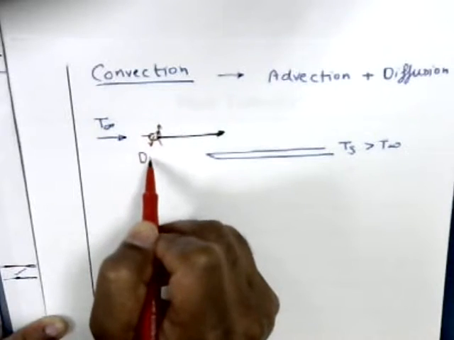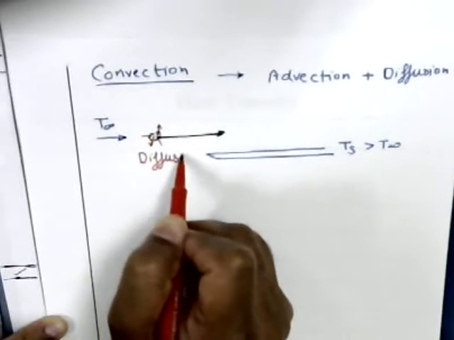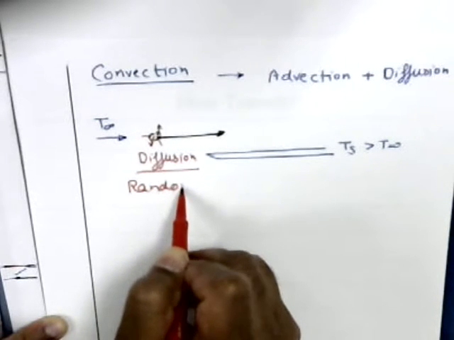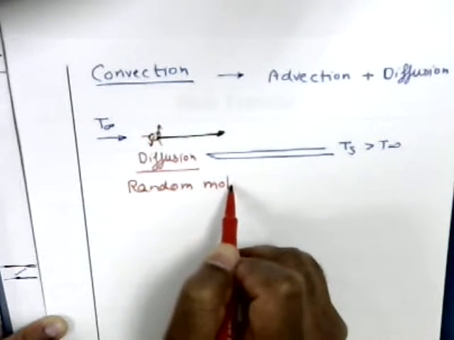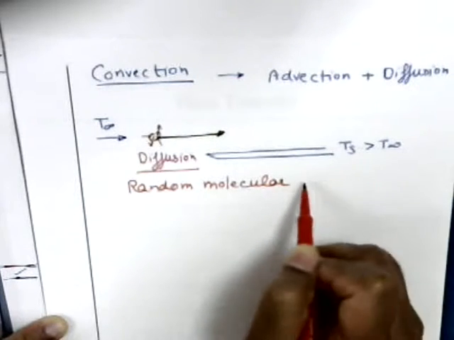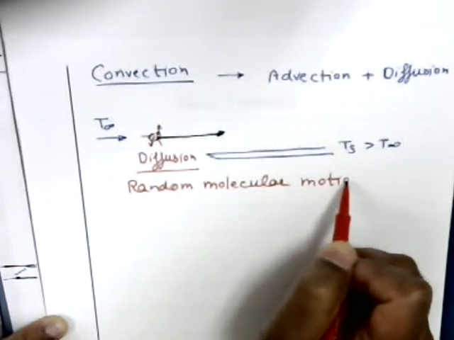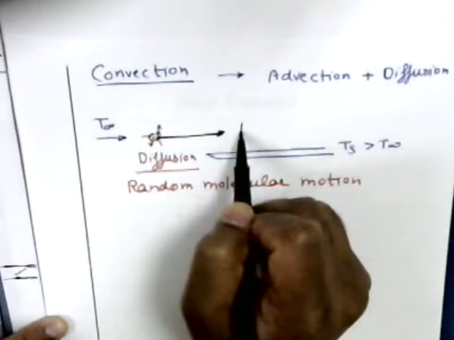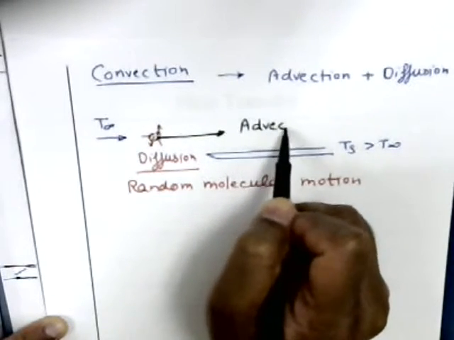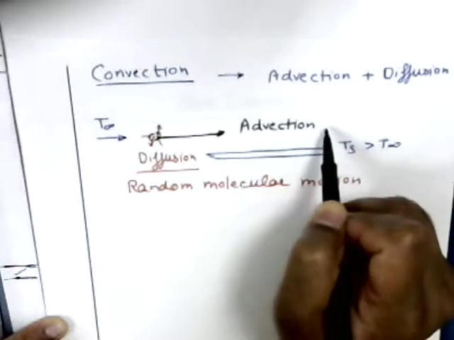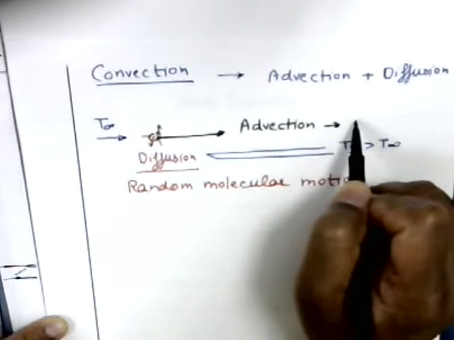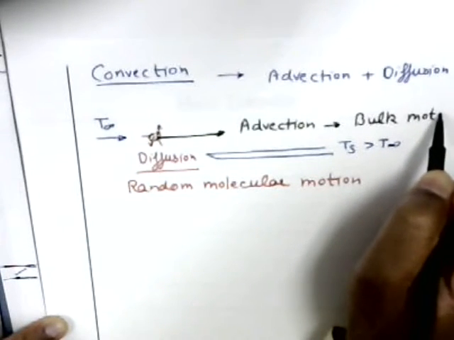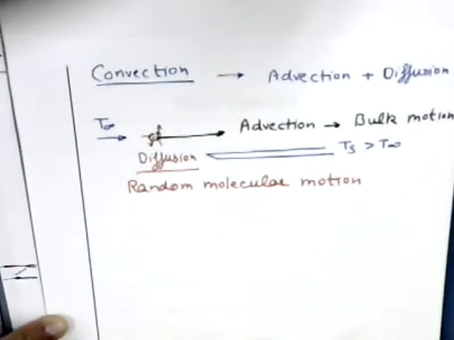So there is diffusion, which is due to the random molecular motion, and there is advection, which is due to the bulk motion. Okay, so that is convection.